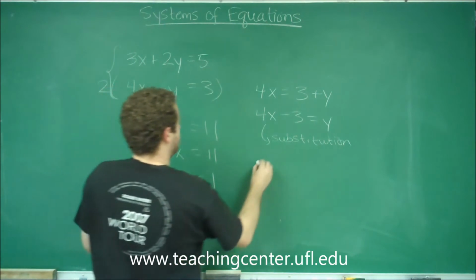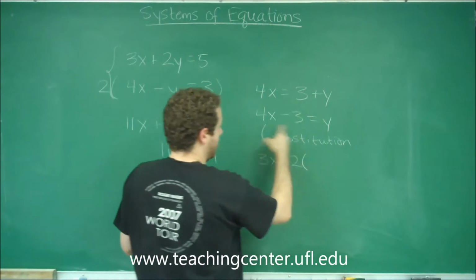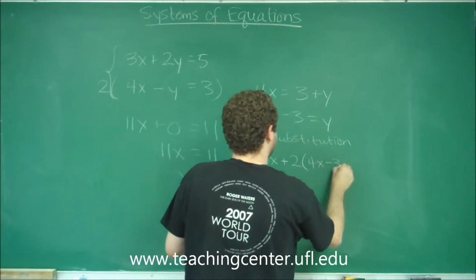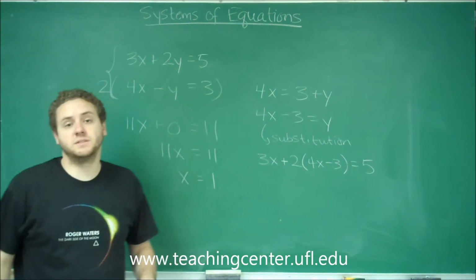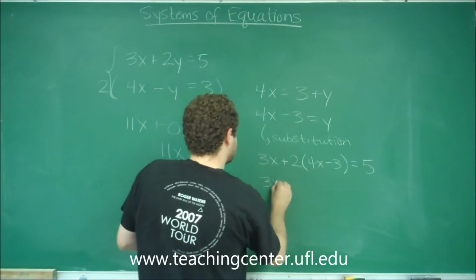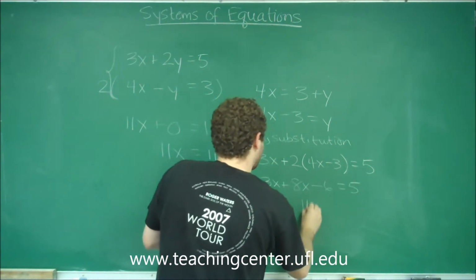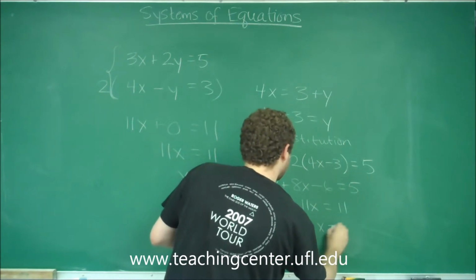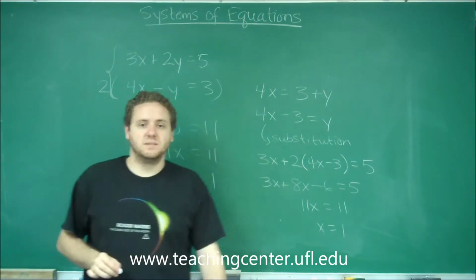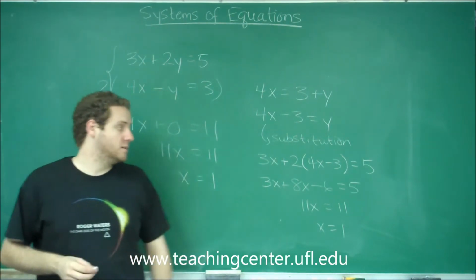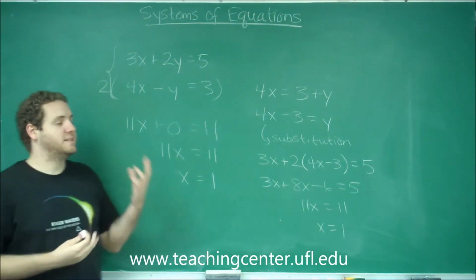So we would get 3x plus 2 times, now instead of y, we're going to write all of this, 4x minus 3, equals 5. You can see now you only have one variable, so you can clearly solve for x. So this would be 3x plus 8x minus 6 equals 5. 11x equals 11, which again gives you x equals 1, and then you would plug it back in. Here would be the easiest case there to get y also. So that's using combination and substitution to solve a system of equations.